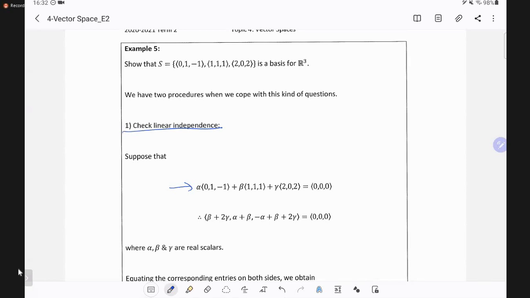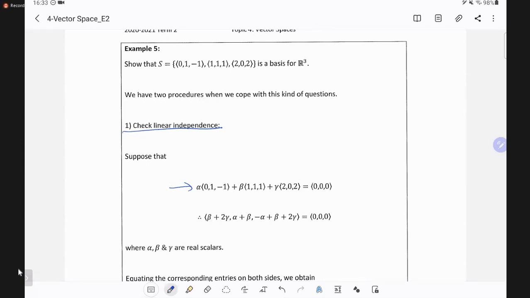The setting are the real scalars. Okay, if you wish, you may go to topic 2. I believe in topic 1 and topic 2 we covered the idea and the definition of linear independence, right? By using those techniques, we are going to set up the relationship like this.